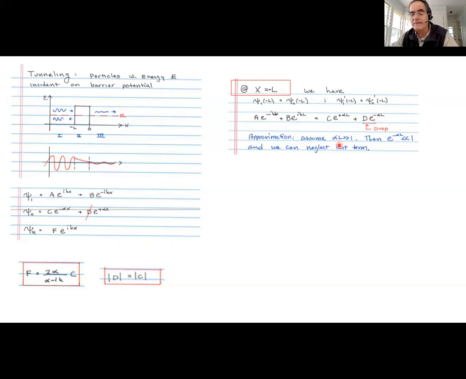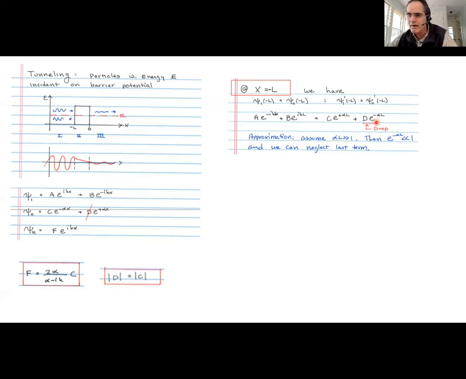And that's because alpha L is a number much larger than 1. So in that case, we can neglect the second term. We'll drop the second term, okay? And then that makes our lives somewhat easier and produces a much more manageable result.